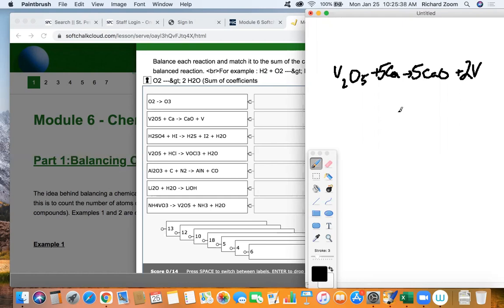I'll stop here for a second. Does anybody have any questions? If I did the sum of coefficients on this one, it would be 1 plus 5 plus 5 plus 2, which is 13. Any questions?